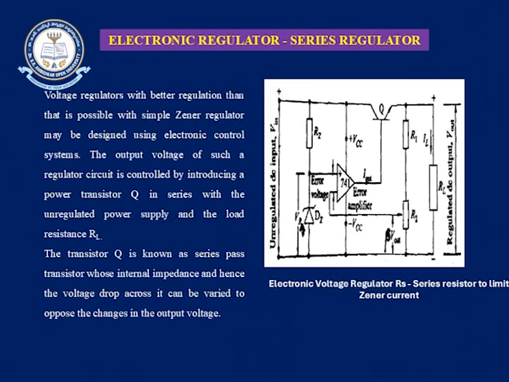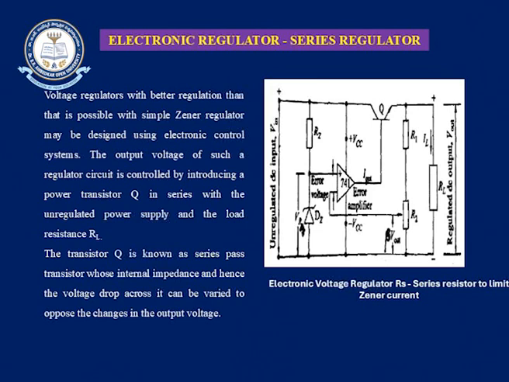The output voltage of such a regulated circuit is controlled by introducing a power transistor, here Q, in series with the unregulated power supply across the load resistance. So here you may observe, this is the transistor. In this circuit a Zener diode is used, an operational amplifier is used, and a transistor is used, three components we are using in this circuit.